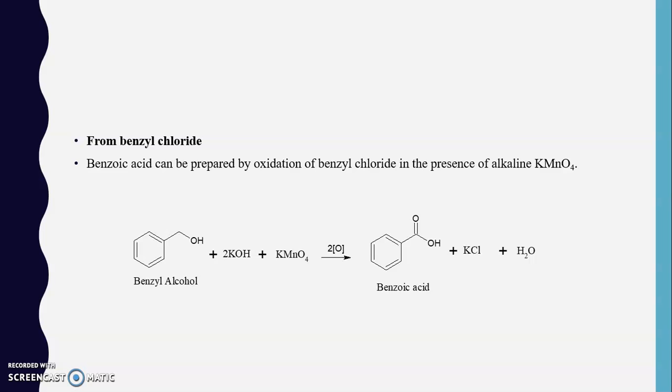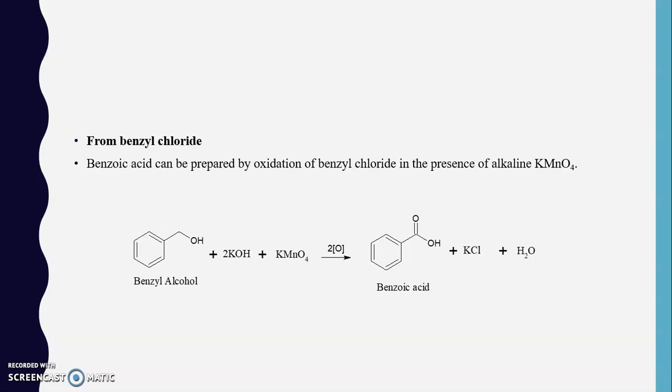Also we have seen how to carry out the preparation of benzoic acid from benzyl alcohol as well as benzyl chloride, where also we are going to use potassium permanganate to carry out the oxidation of benzyl alcohol as well as benzyl chloride, which leads to the formation of benzoic acid. So these are the various methods that are used for the preparation of benzoic acid.